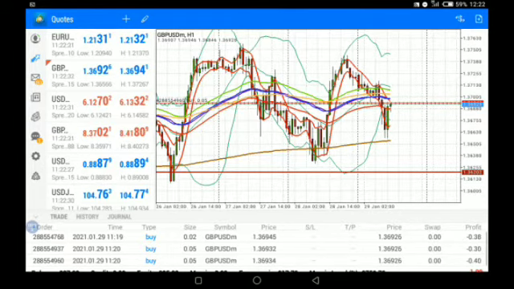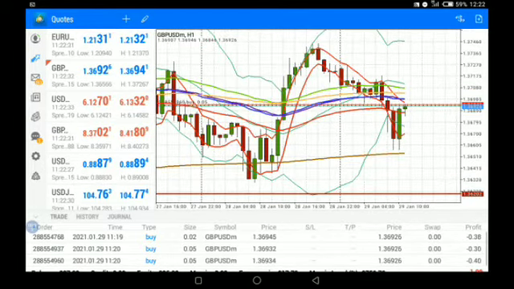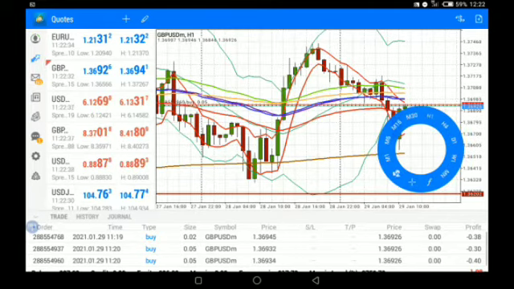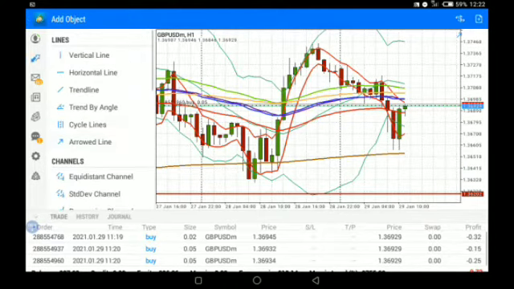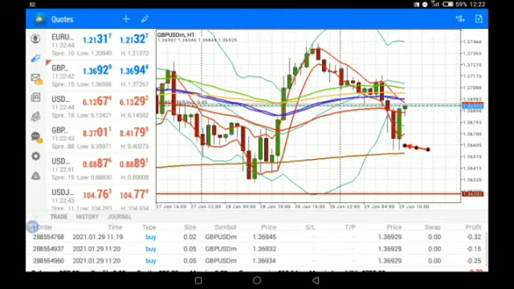I just took this entry now because I spotted a double rejection bar. You can see these double rejection candlesticks rejecting the MA200. These candlesticks are rejecting the MA200. This is actually a bullish engulfing candlestick pattern.